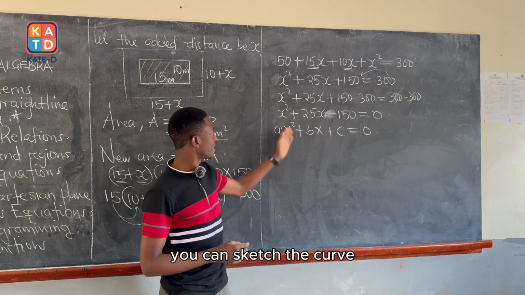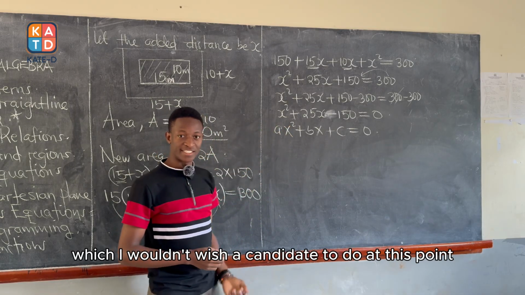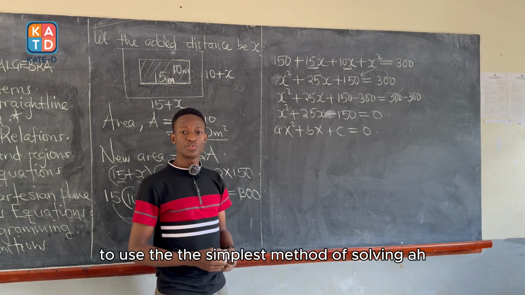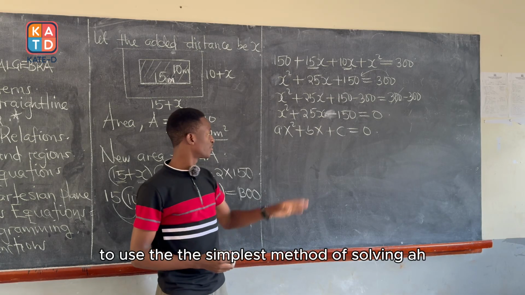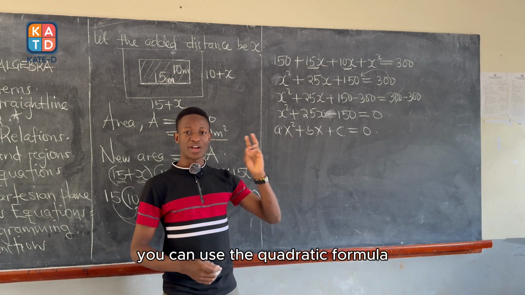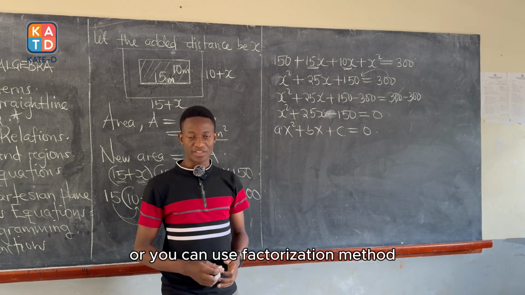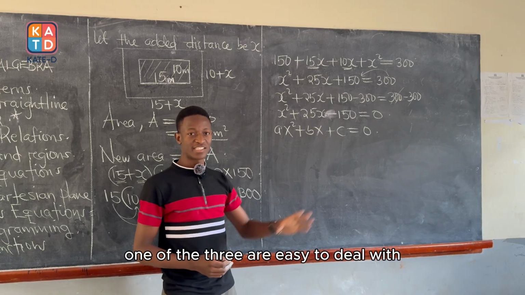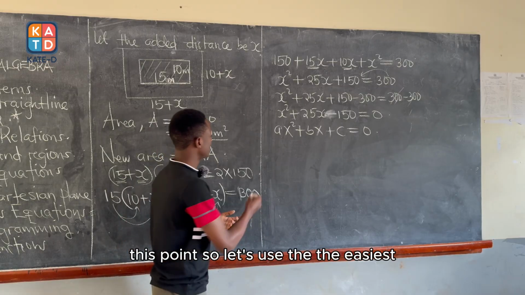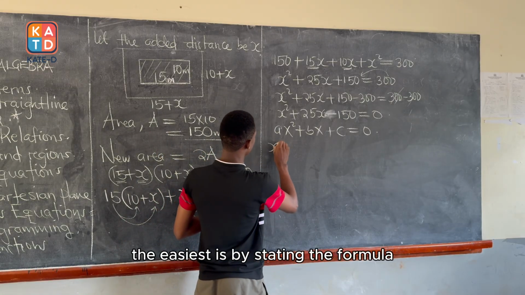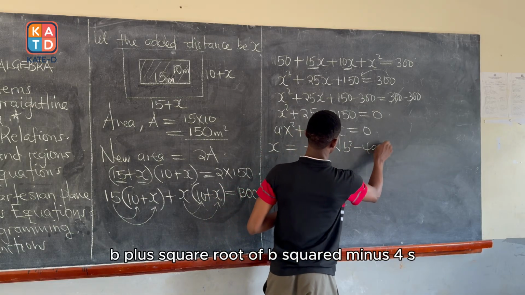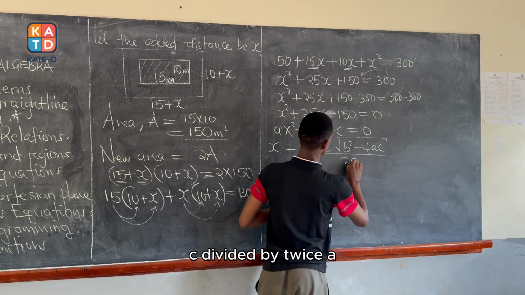You can sketch the quadratic curve, which I wouldn't wish a candidate to do at this point. Here I would wish you to use the simplest method of solving quadratic equations. You can use the completing the square method, the quadratic formula, or the factorization method. Any of the three is easy to deal with once you reach this point. So let's use the easiest, which is by stating the formula: x is equal to negative b plus or minus the square root of b squared minus 4ac, divided by twice a.